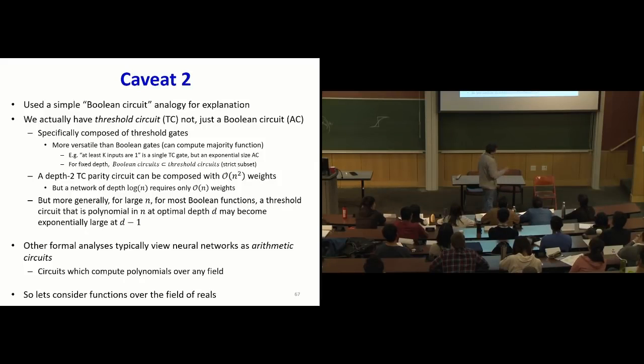So regardless of the fact that a threshold function is much more powerful than a simple Boolean function, for large n, for most Boolean functions, a threshold circuit that's polynomial in the size n at the optimal depth, if you just take away one layer, it can become exponentially large. This is the lesson so far.